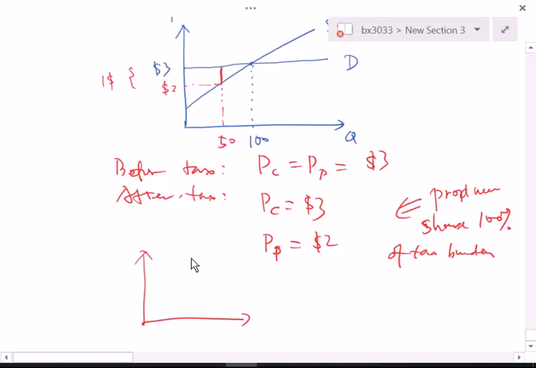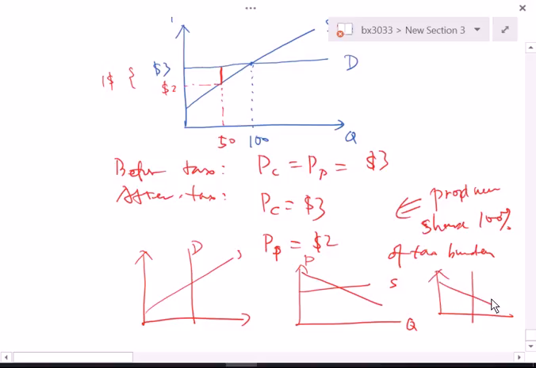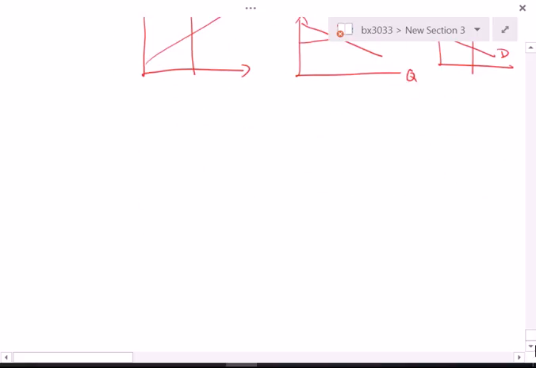For example, demand might be perfectly inelastic, or supply might be perfectly elastic or perfectly inelastic. You can do the exercise by yourself. All right, so that's how to incorporate tax into the supply and demand diagram. The supply and demand diagram can also be used to conduct welfare analysis.